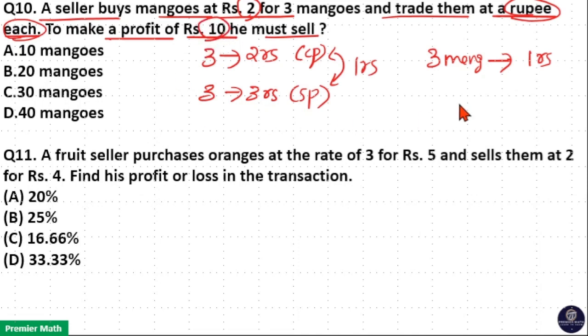So to make 10 rupee profit, he should sell 3 into 10, 30 mangoes. So option C is your answer.